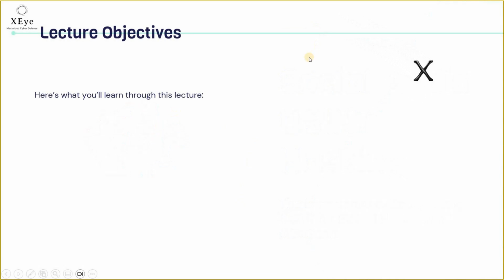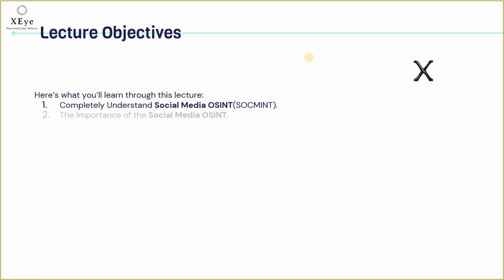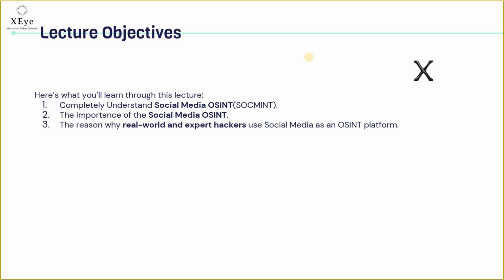So this is the lecture objectives, the outcomes of this lecture. You will completely understand social media OSINT. Then we're going to explain the importance of social media OSINT, because it is very important for hackers and also cyber investigators to reveal information about their targets online or on social media. And you're going to understand exactly why real-world, advanced, expert hackers use social media as an OSINT platform.